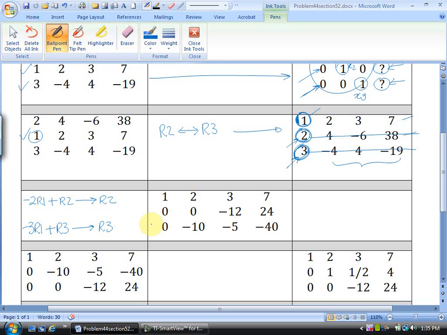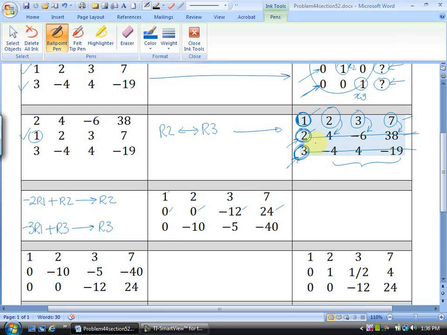So let's see. Minus 2 times 1 is minus 2, plus these 2 gives me a 0. There's a 0. Now, minus 2 times 2 is minus 4. I add it to this 4, I get this 0. Minus 2 times this 3, minus 6. I add it to this minus 6, I get minus 12. Minus 2 times 7 gives me minus 14. I add the minus 14 to the positive 38, I get positive 34.